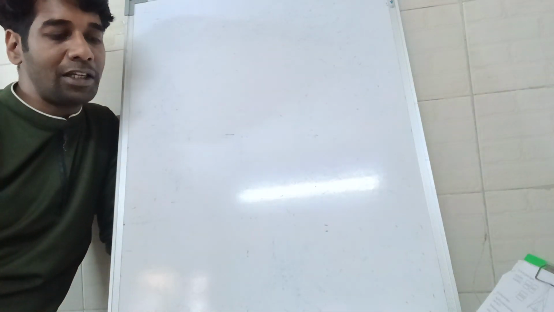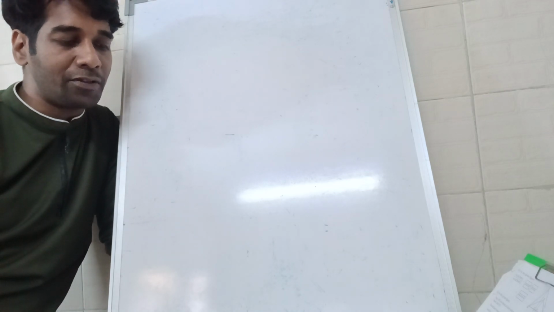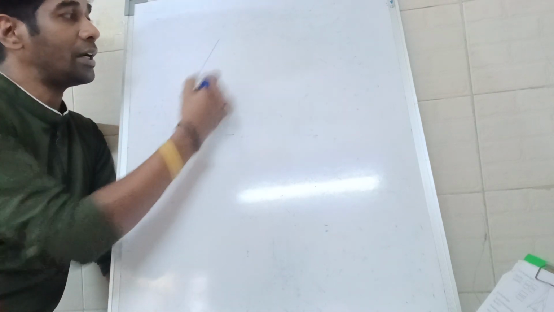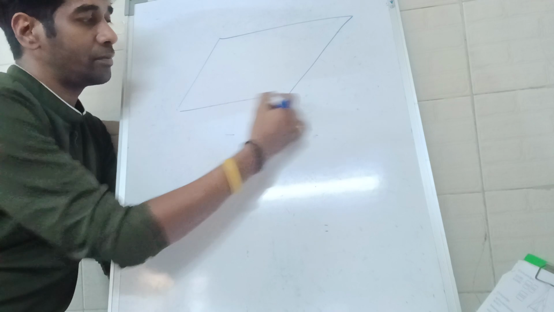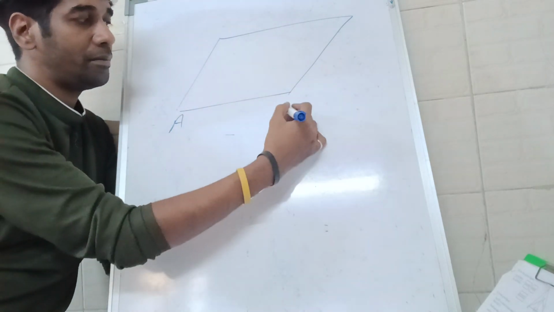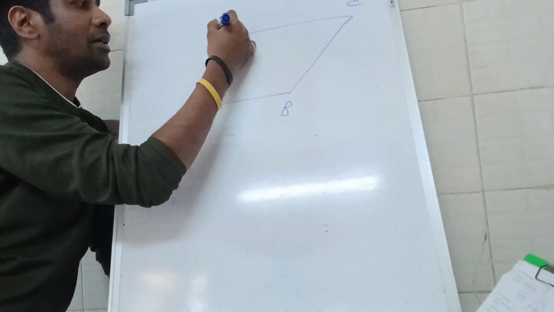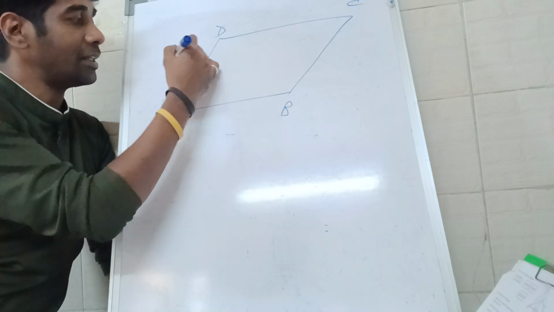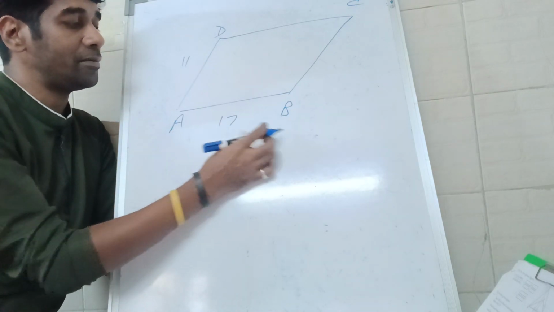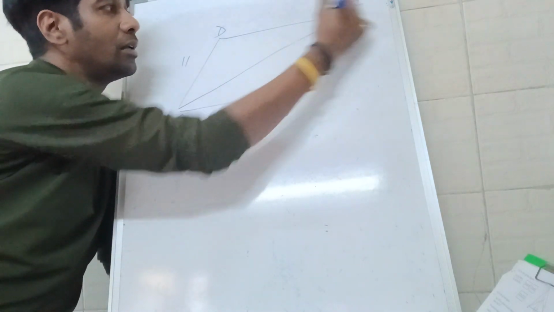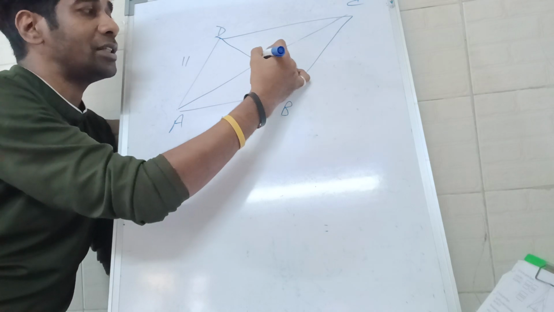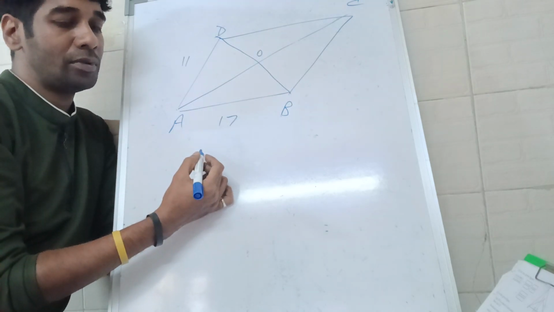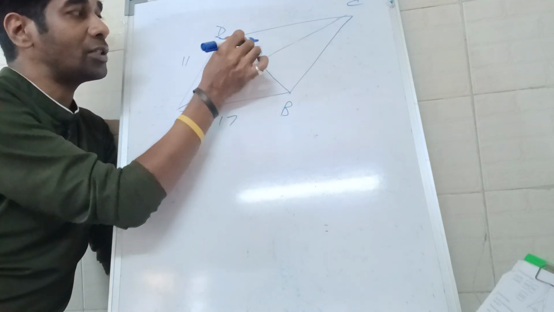Adjacent sides of a parallelogram are 11 and 17. If the length of one of the diagonals is 26 centimeters, then find the length of the other diagonal. Here I have a parallelogram ABCD. Adjacent sides 11 and 17. The diagonals of a parallelogram bisect each other. We take this as O. One of the diagonals is 26.